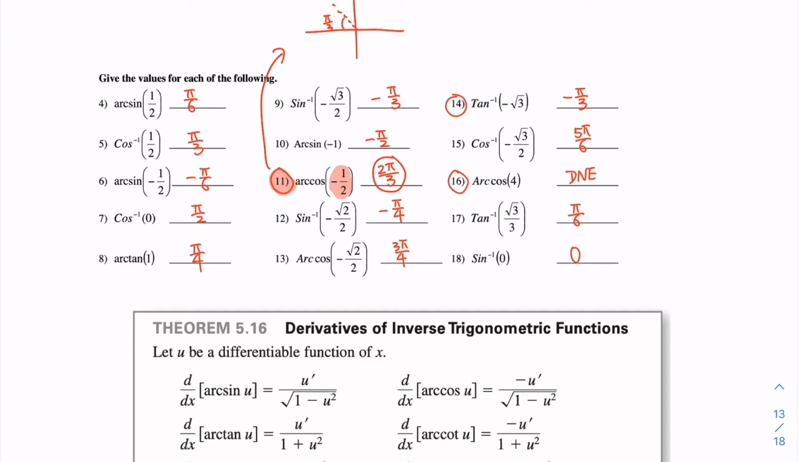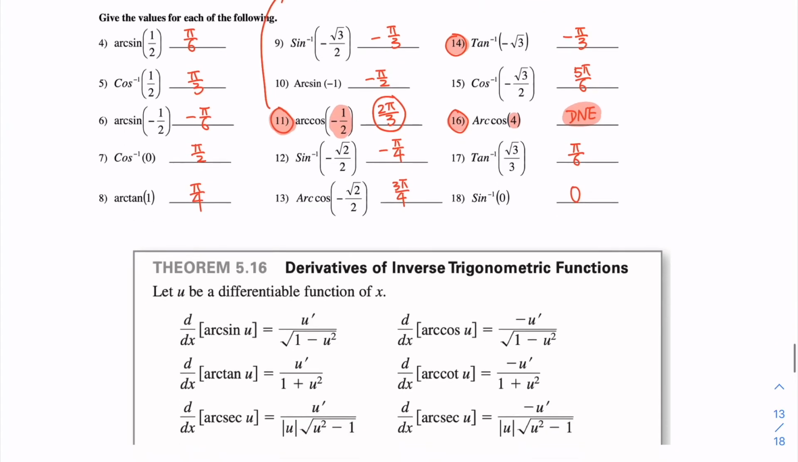And if you look at number 14, tangent of what gives you negative radical 3? For tangent, it has to be in the fourth quadrant or the first one, and it's negative, so it has to be in the fourth. With reference angle pi over 3, our final answer is negative pi over 3. And arc cosine of 4: cosine of what gives us 4? It's impossible because cosine is between negative 1 and positive 1. So these are the basic values of inverse trig functions.